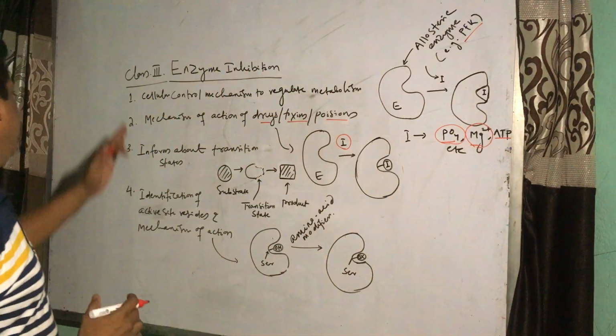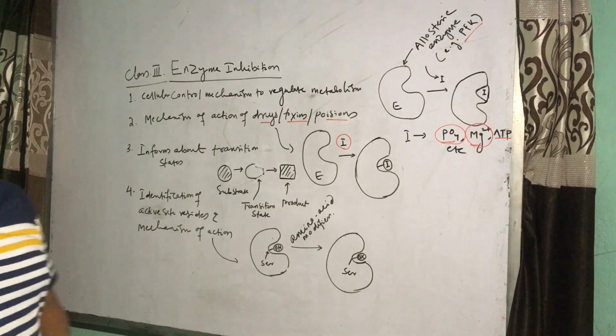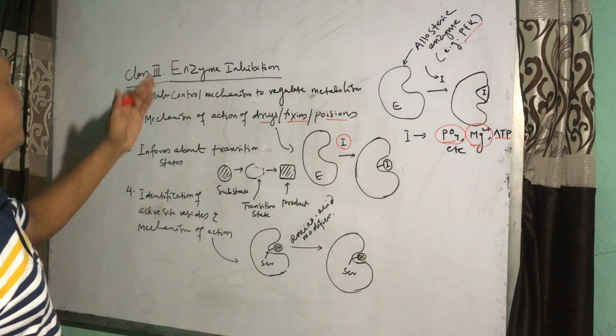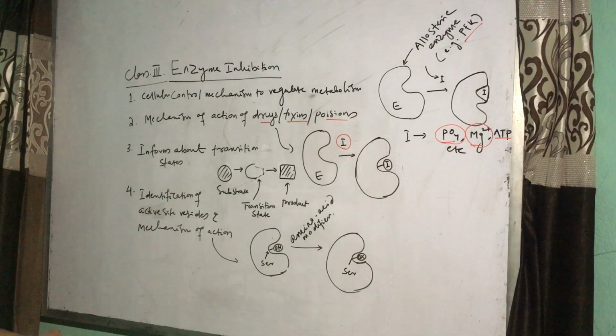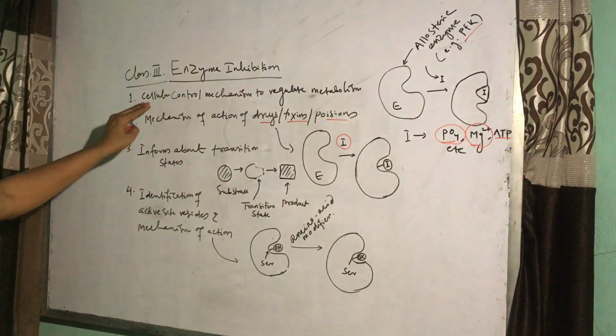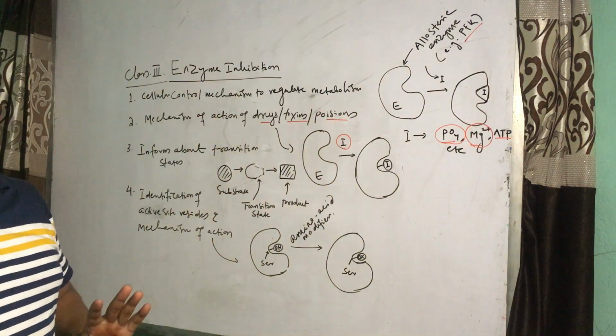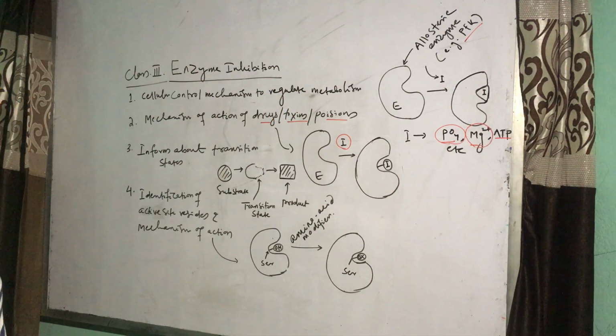I welcome you all to class 3 of enzymology, and today we'll be studying about enzyme inhibition. So why do enzymes need to be inhibited? First of all, it is a cellular control mechanism to regulate different metabolic processes.